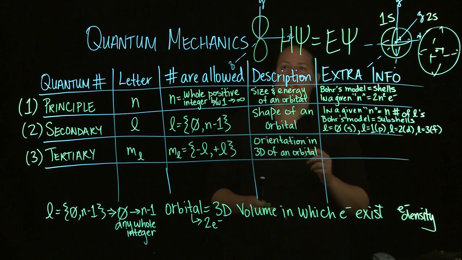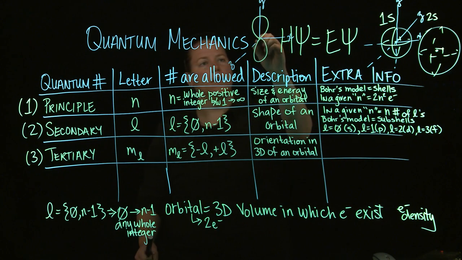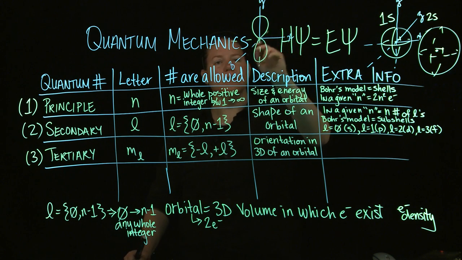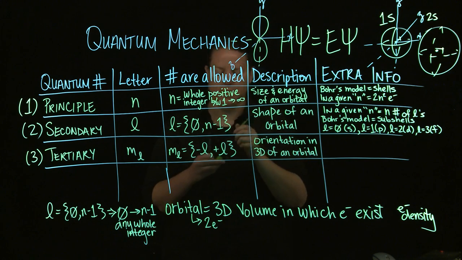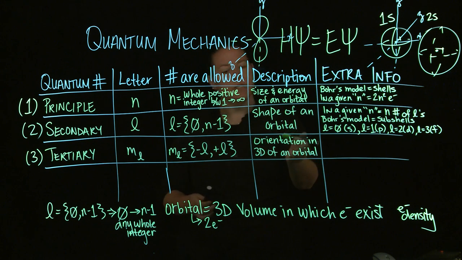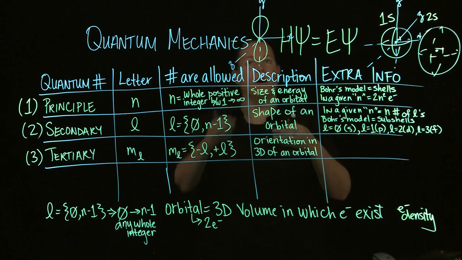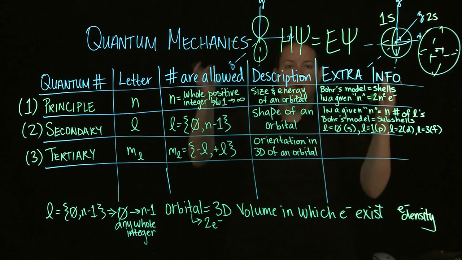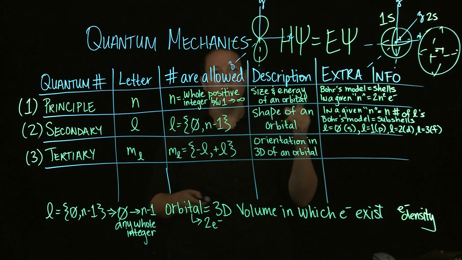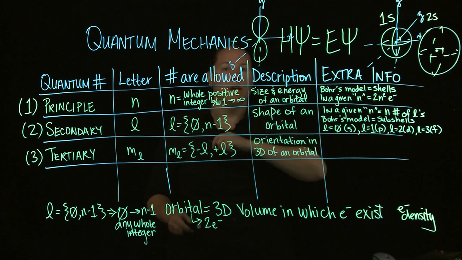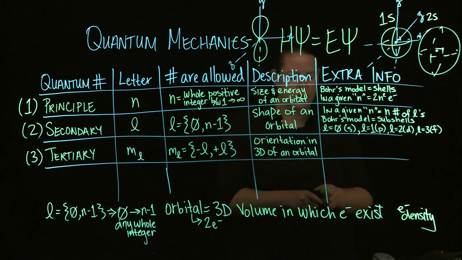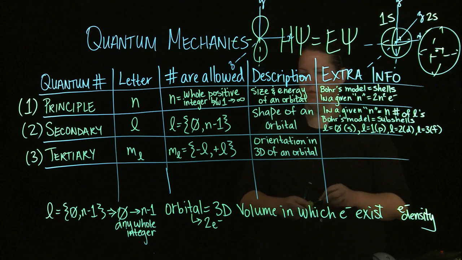That's what the peanut looks like. It can be oriented along the y-axis, or along the x-axis, or along the z-axis. And each of those is a different orientation. So this is describing the orientation of the peanut along the different axes. The p orbitals have three orientations, one along each of the axes. D has five orientations, F has seven orientations. So that's kind of the sense of what we're talking about.